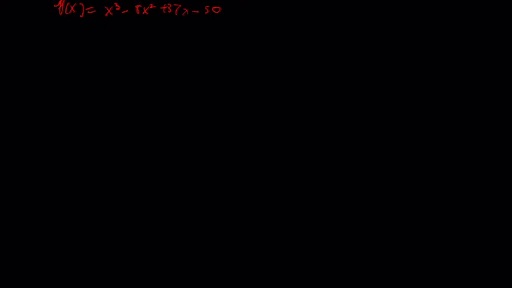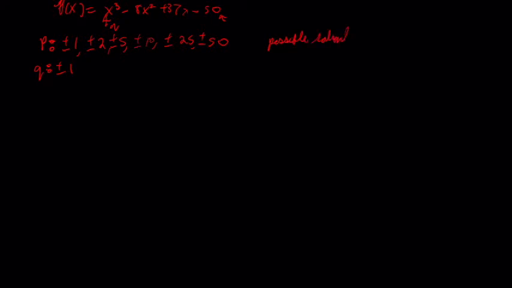So I have p could be plus or minus 1, plus or minus 2, all the factors of 50, right? Plus or minus 5, plus or minus 10, plus or minus 25, and plus or minus 50. Luckily for me, my possible q's are just 1. So my possible rational zeros are all the factors of 50, which is plus or minus 1, plus or minus 2, plus or minus 5, plus or minus 10, plus or minus 25, and plus or minus 50.